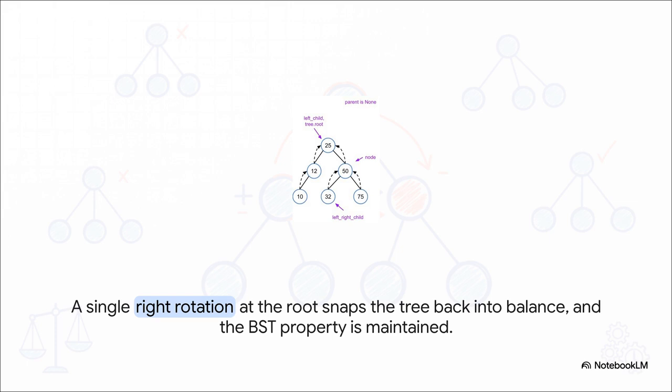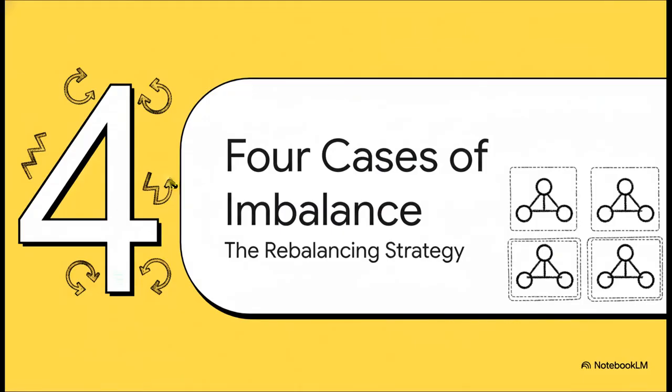Every node's balance factor is correct, and, this is the most important part, the binary search tree property is perfectly preserved. Everything to the left of our new root 30 is smaller, and everything to the right is larger. The tree is fixed. So that rotation we just saw was the fix for one specific kind of imbalance.